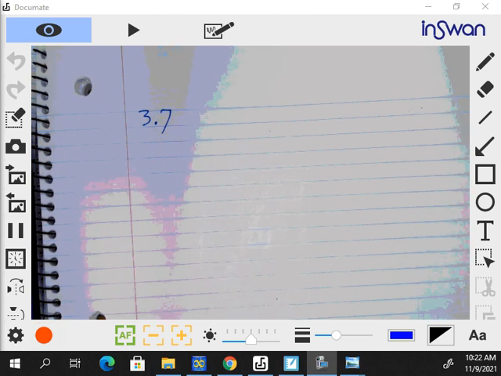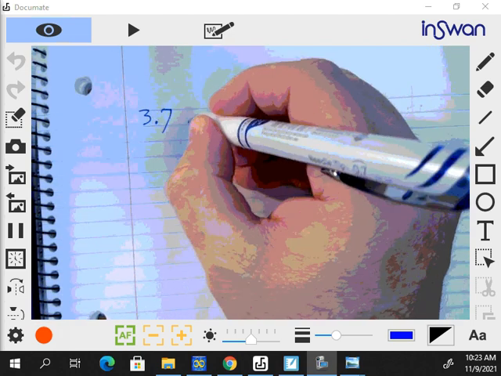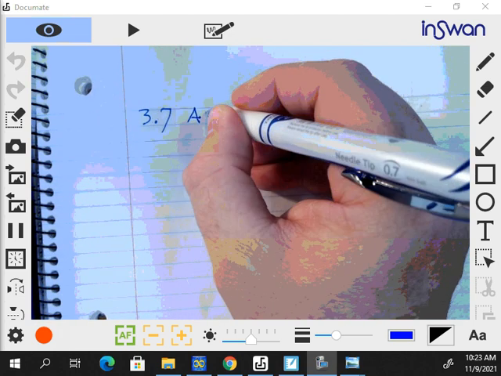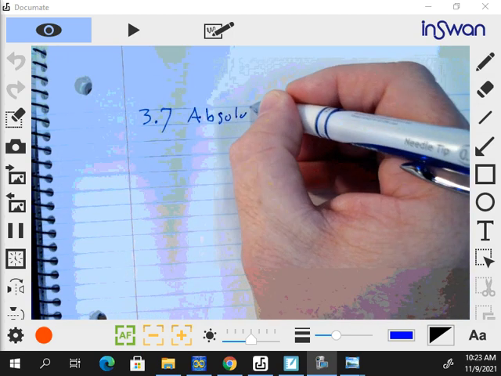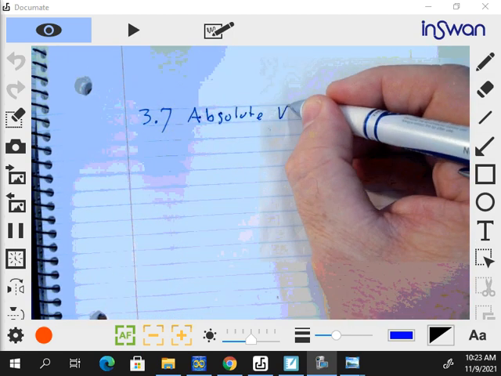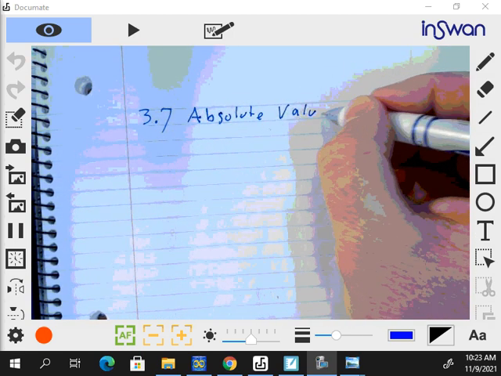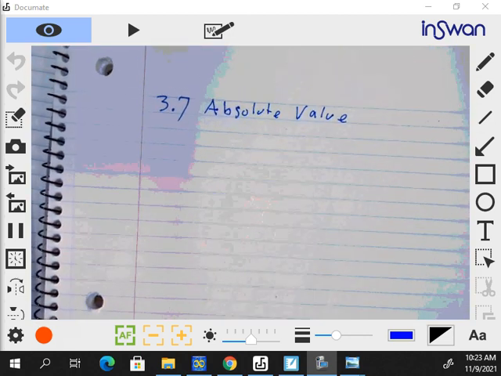This is 3.7. This is going to be absolute value functions. This is going to be one of the pages that I grade when I grade notes because it's basically participation, and if you don't participate, it doesn't help you.